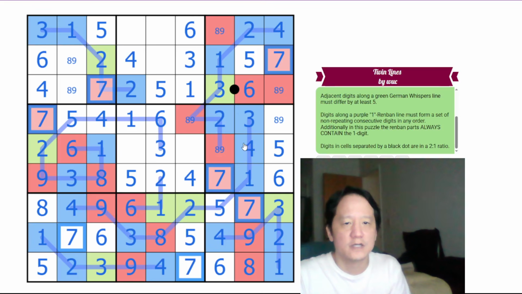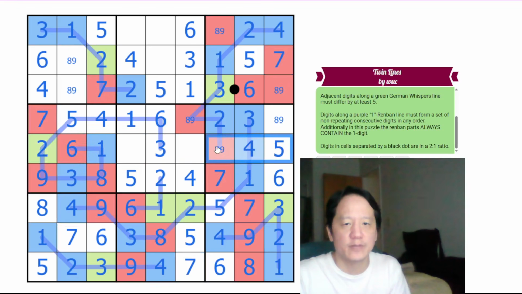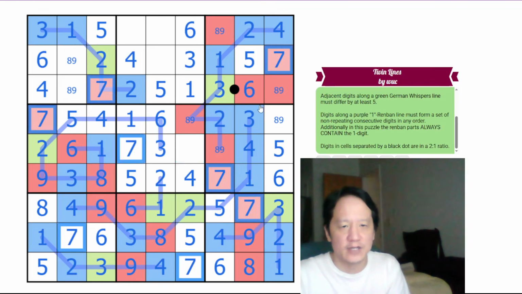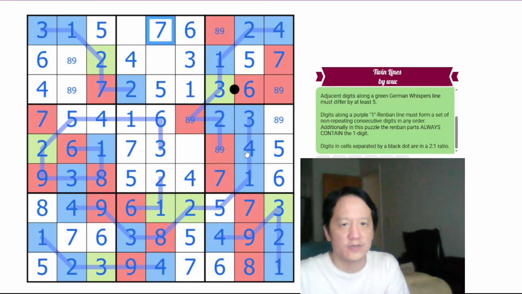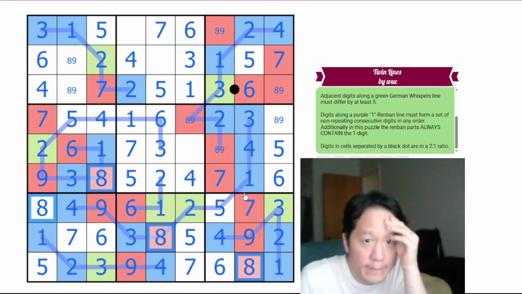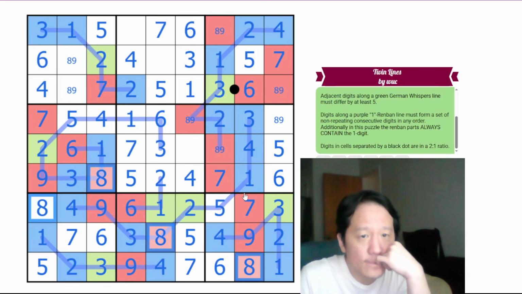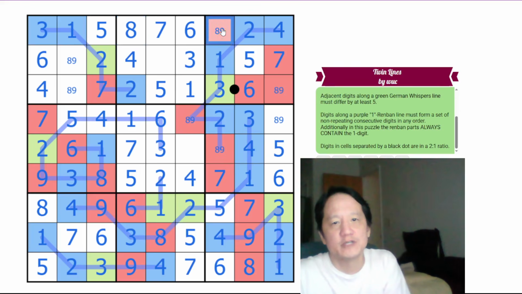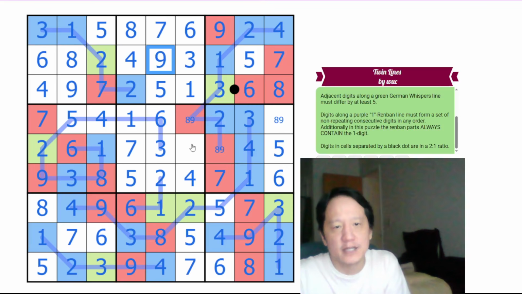7s in row 5. 7 cannot be here because of 7 in the boxes. Can't be here because of 7 in the column. So that's 7. And we now have 8 7s. So we know where the last 7 is. It's there. 8. Where is 8 in column 4? It has to be here, which makes this 9, which makes that 8, which makes that 9, which makes that 8, which makes that 9.